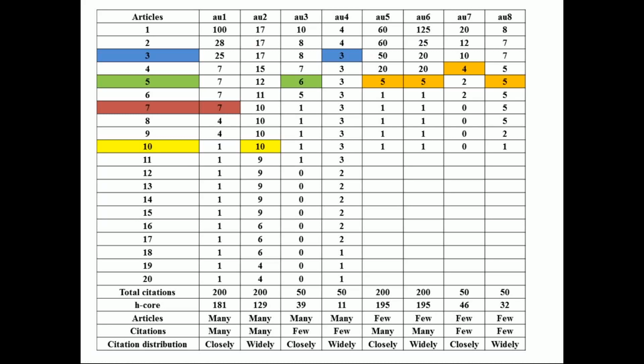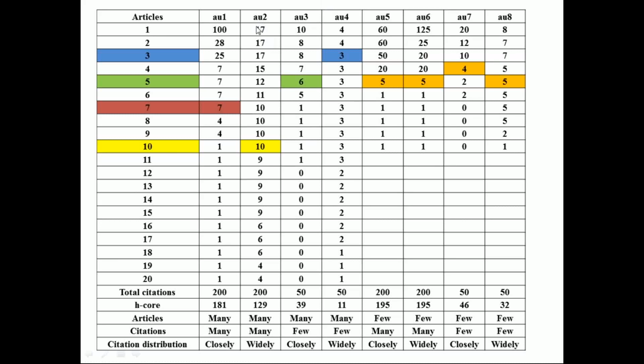First author, first paper is cited 100 times, then 28, 25, 7, 7, 7, 7 like this, and its total citation is 200. Now I'm identifying the H index of the first person, author 1. I can see that 7 articles are getting 7 citations, which matches. Similarly, in the case of the second author, shown in brown color, sorry, H index is 7.